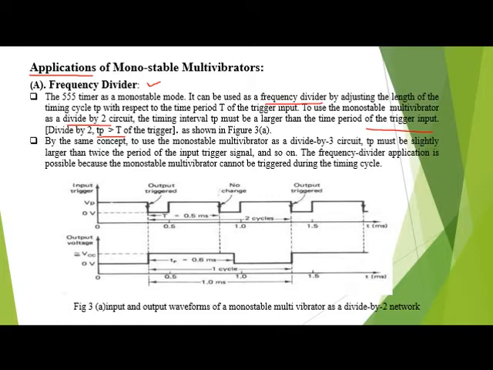By the same concept it can be used as a monostable divide by 3. Divide by 3 means TP is slightly larger than twice the period of the input trigger signal, and so on. And this frequency divider application is possible because the monostable cannot be triggered during the timing.